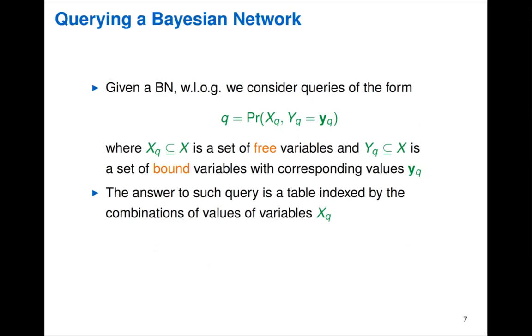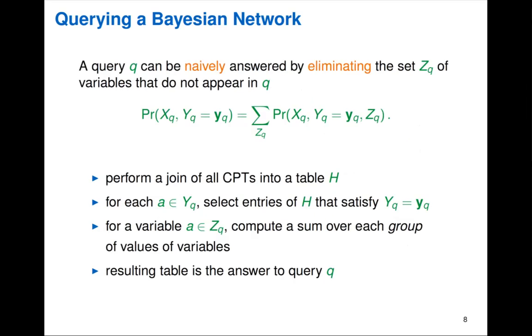In our setting, given a Bayesian network, we consider queries specified by a set xq of free variables and a set yq of bound variables. A query can be naively answered by eliminating the set zq of variables that do not appear in the query from the joint probability distribution. To do this, basically, we would need to first perform a join of all conditional probability tables into a big table H, which represents the joint probability distribution.